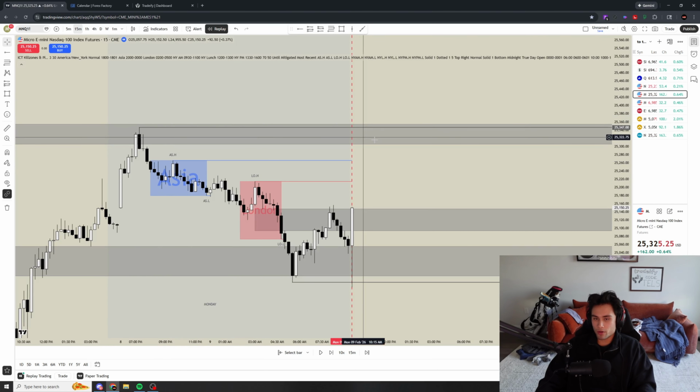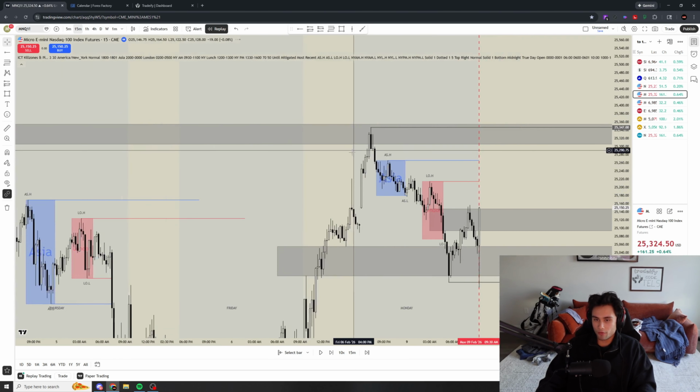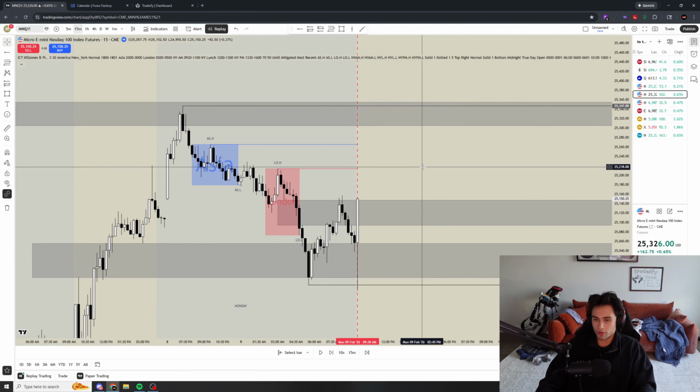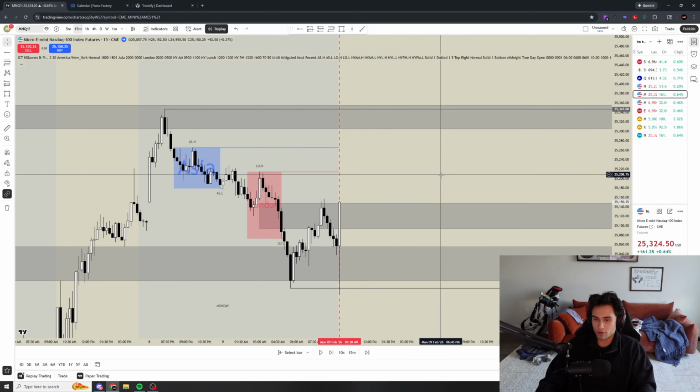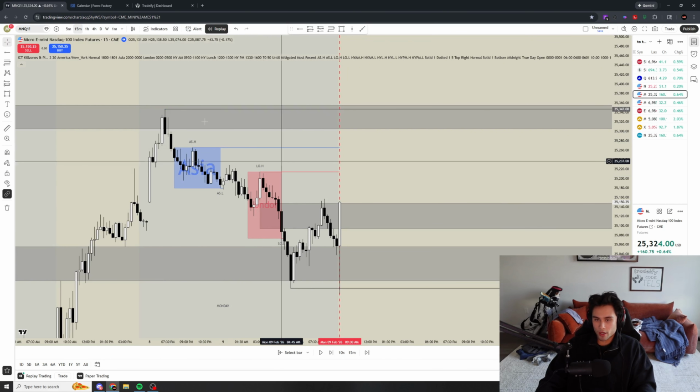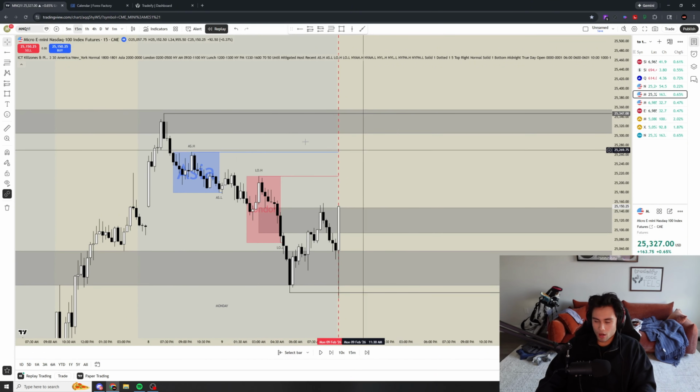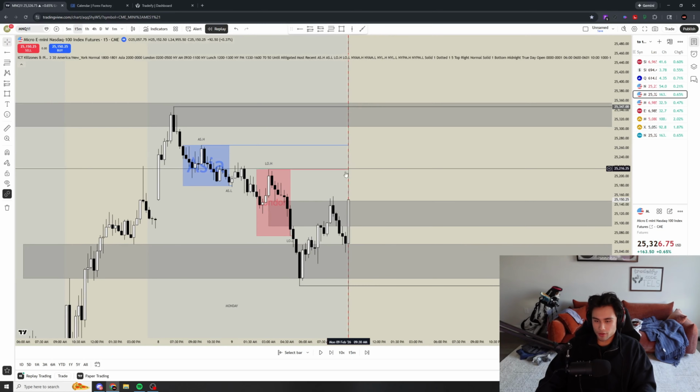untested Asia high, and this pre-market high, as well as an unfilled 4-hour gap from up here. So these are now my liquidity targets: London high, Asia high, this pre-market high, as well as, I guess technically that's not pre-market, that's the overnight session from yesterday. And as well as to fill this gap up here.